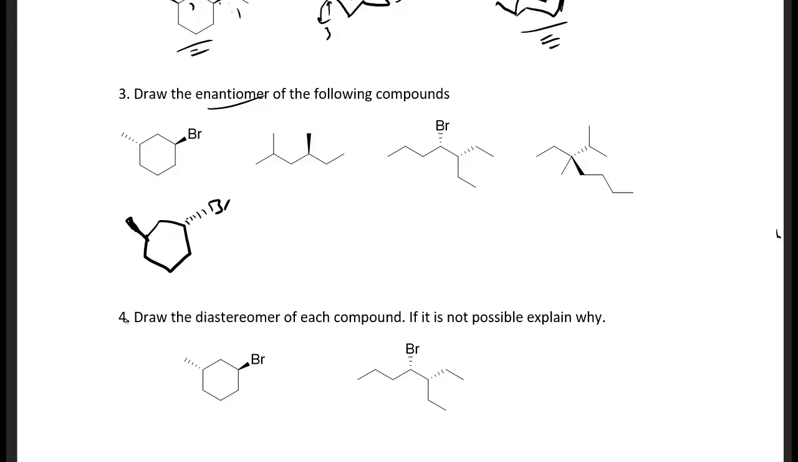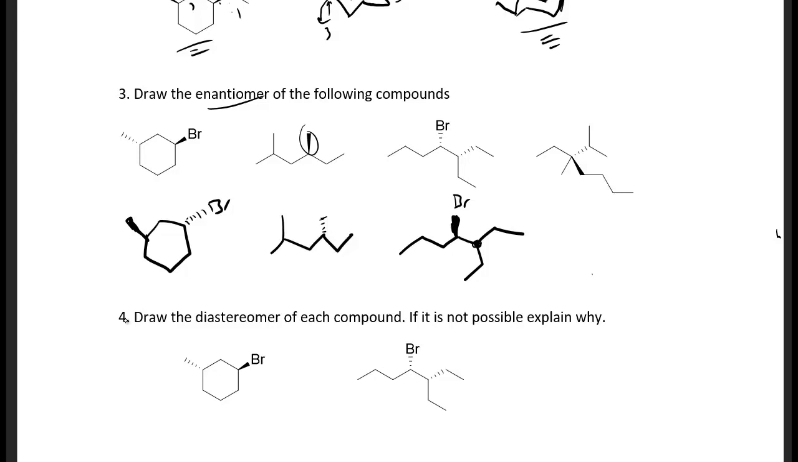For the next compounds, my ethyl group was on a wedge. I'm going to make it on a dash, so that now has the opposite stereocenter. For the next compound, bromine was on a dash. I'm going to put it on a wedge. Like we talked about before, that diethyl group, that carbon right there is not actually a stereocenter, so it doesn't really matter how I draw that. I basically do the same compound as before.